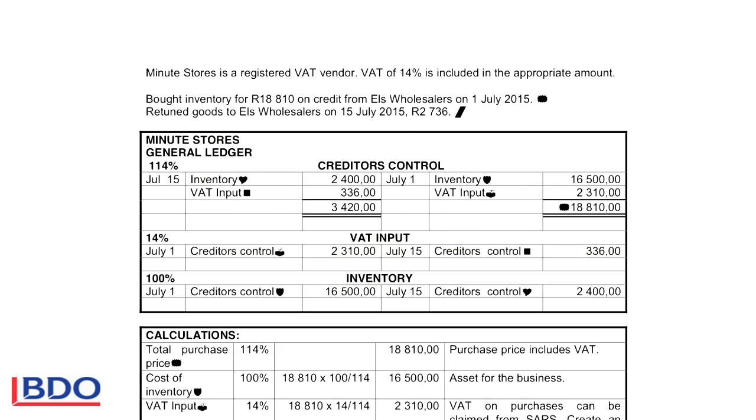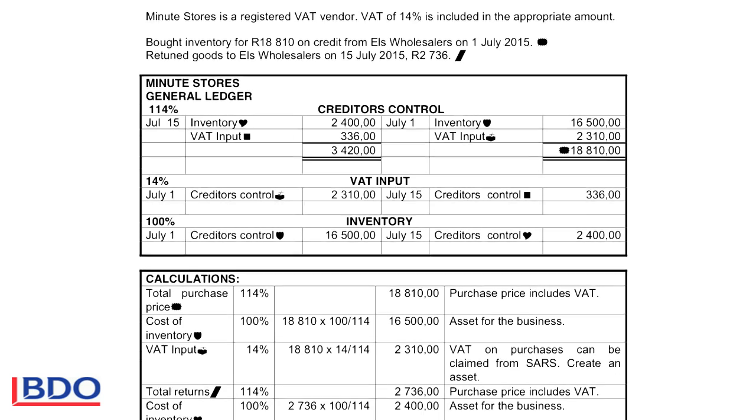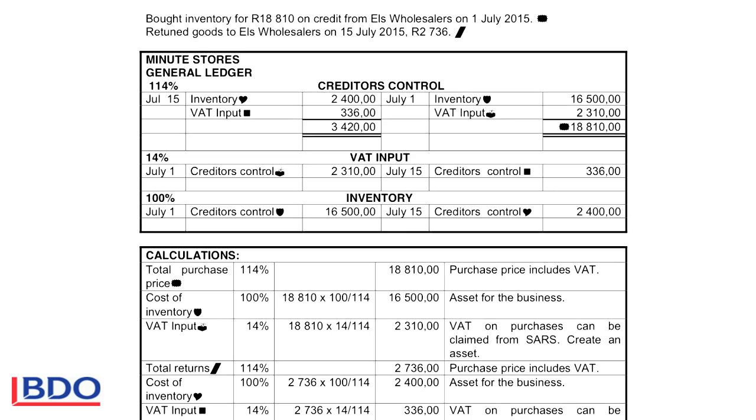Good morning. We will spend time on the effect of VAT on purchases of goods or when goods are returned to the wholesalers. The first entry is when we buy goods for 18,810. It means that this 18,810 includes the VAT of 14%. So the first entry that we will record is to determine what portion of this 18,810 is VAT and what portion is the inventory that we bought, the cost price.